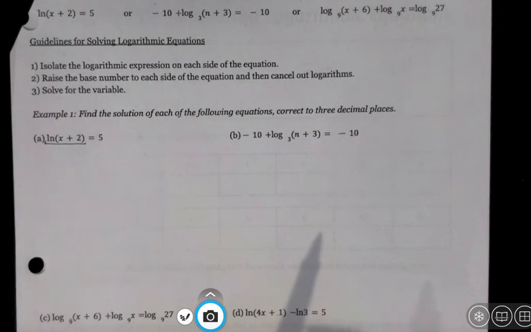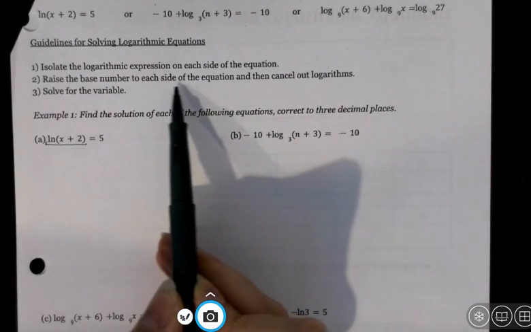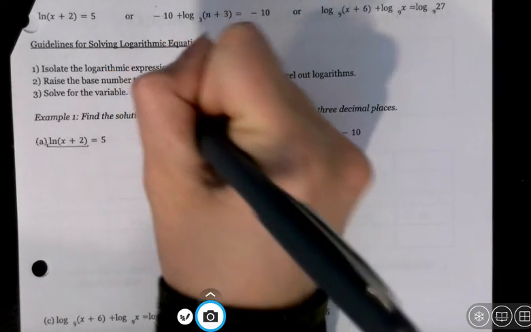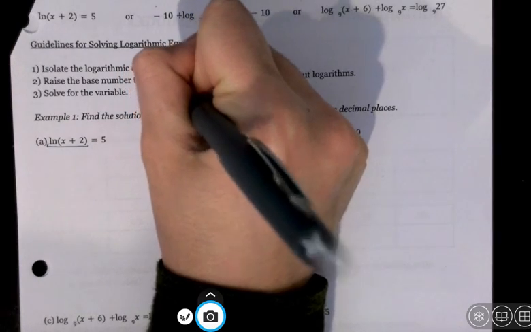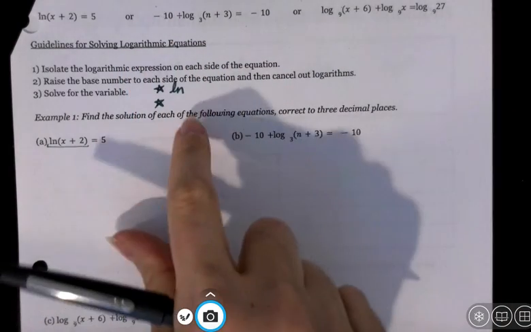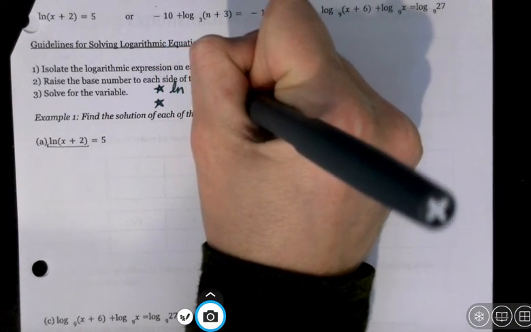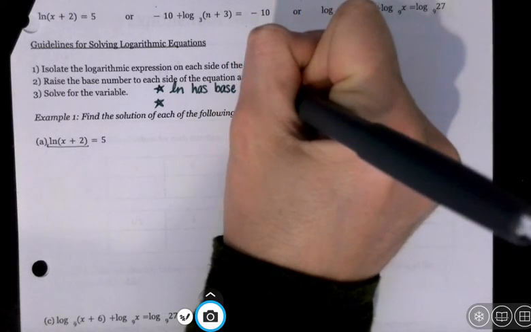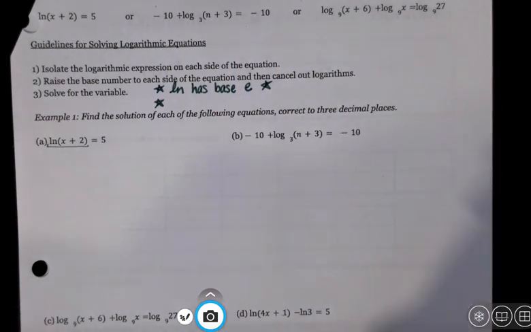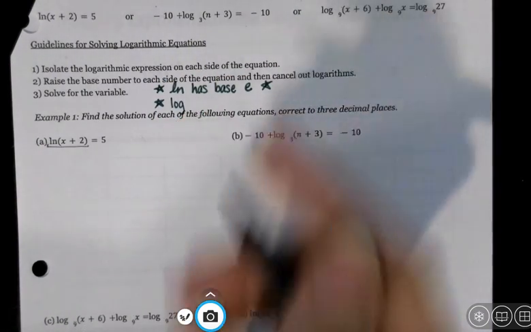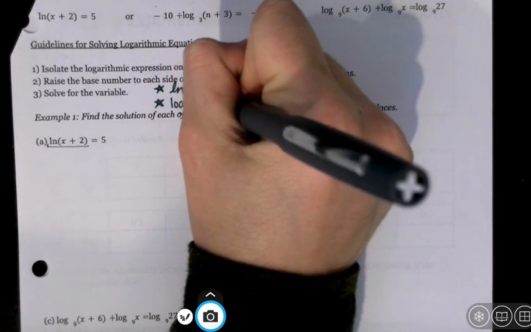So then for step 2, we have to raise the base number to each side of the equation and then cancel out the logarithms. That probably sounds weird without seeing what that looks like, but I do want to put a couple notes here before we do it. If we have natural log, we need to know what the invisible base is. So natural log has a base e, which we briefly talked about. The other one is if we have log and it doesn't specify, it has a base 10.